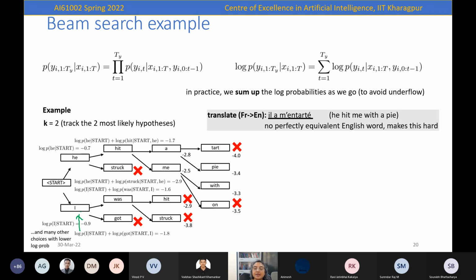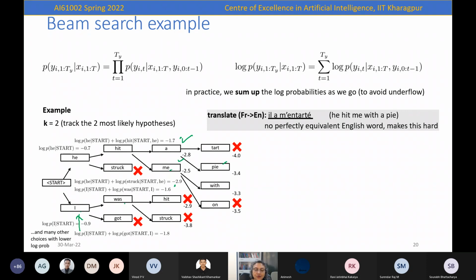So he hit. Based on that, you again expand to two words. You have him and me. After I was, you generate two words, hit and struck. So you have again four sequences: he hit him, he hit me, I was hit, I was struck, and you compute their scores. You retain the two with the maximum scores. And after that, again, you generate for each one the next word. So you have two generated from this, two generated from this. So you get he hit me a tart, he hit me a pie, he hit me with, he hit me on. So out of these four, you are trying to find out the scores and choose the best.